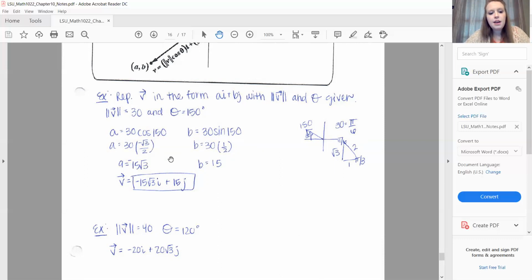So that's your A and your B. Now you just put those in front of your I and your J. So my answer is going to be negative 15 square root of 3I plus 15J.